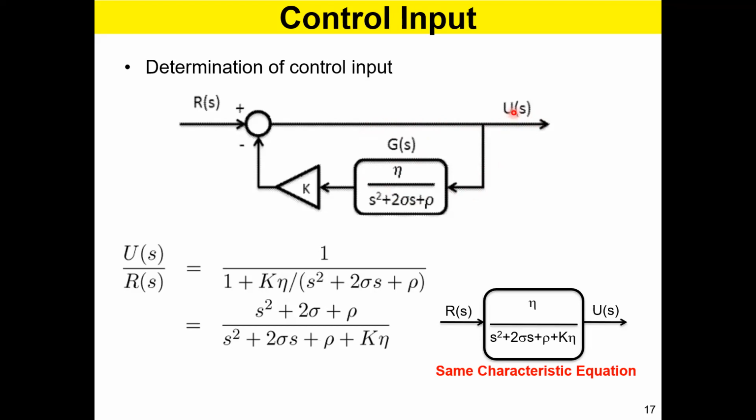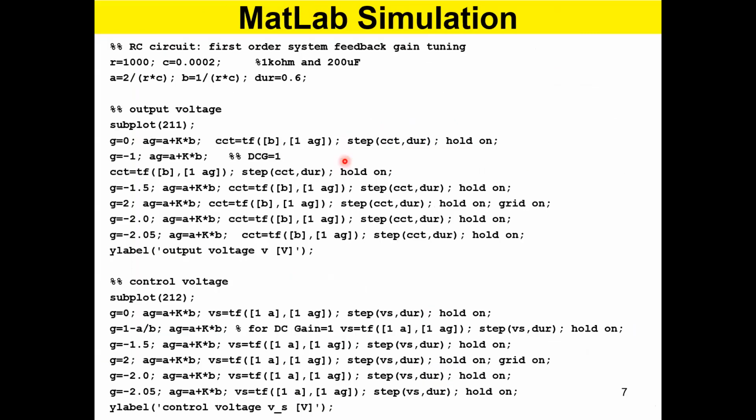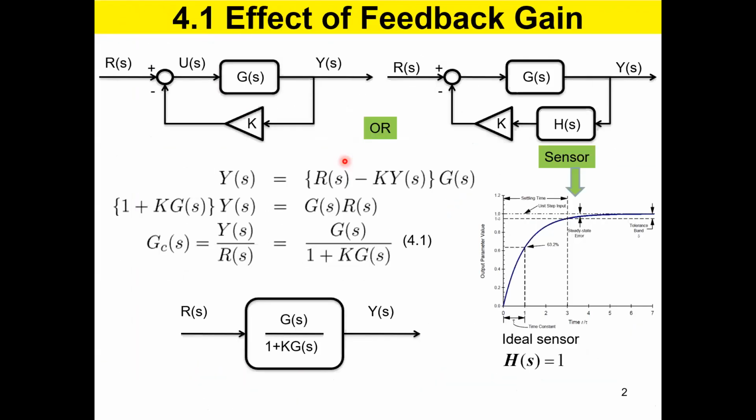Now you can find out the transfer function between US and RS. How does the control signal change when you change the reference? You can still use the closed loop transfer function, GS over 1 plus KGS. Here the forward GS is 1 because this is the forward loop, so it is 1 over 1 plus KGHS. Remember, if I pedal back to show you the feedback closed loop transfer function, this is the feedback loop, GS over 1 plus KGS.